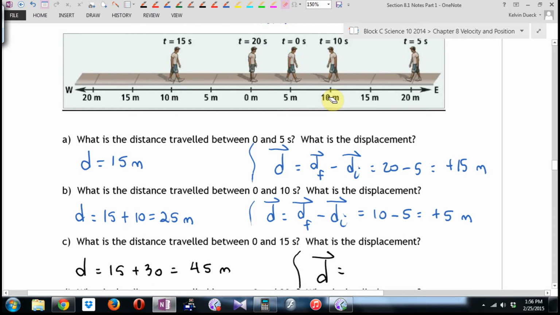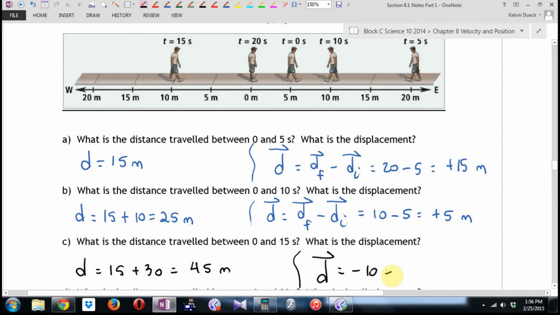Displacement. Displacement, Julia, is change in position. Folks, what's change in anything? Final position, in this case, position minus initial position. What's my final position at 15 seconds? Negative 10. To the left. Sorry, I shouldn't have said right. Correct. To the left. Boy, I'm going to have to work on that. What's my final position? Negative 10. Correct. 10 left. Minus. What's my initial position?